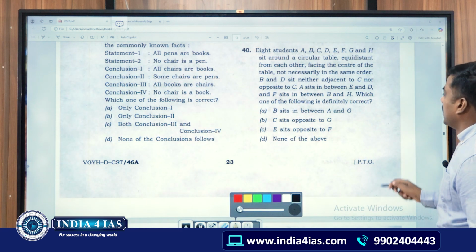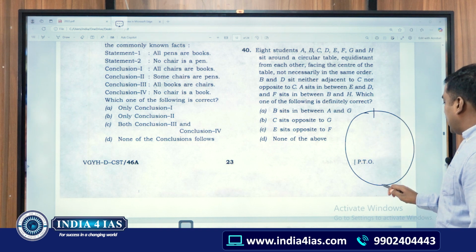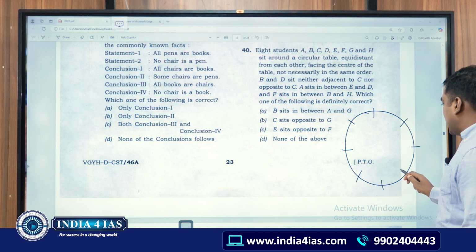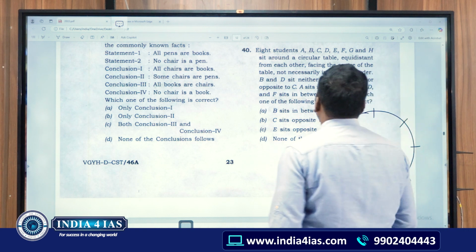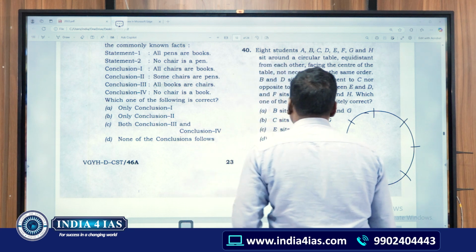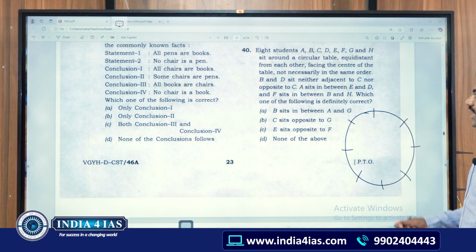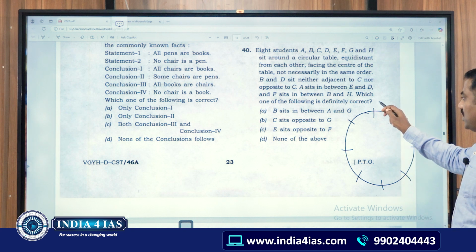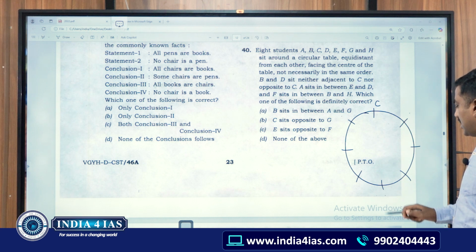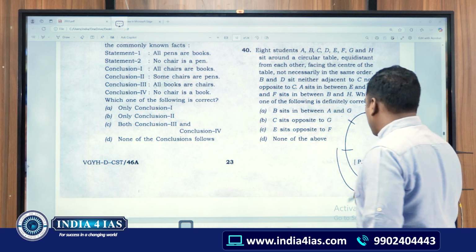Eight students A, B, C, D, E, F, G, H are sitting around a circular table. So, whenever they are sitting around a circular table, make the arrangement like this. Equidistant from each other, facing the center, not necessarily in the same order. B and D sit neither adjacent to C nor opposite to C. So, if C is here, B and D will not sit here, neither here. So, the places occupied by B and D are somewhere among these 4 places.